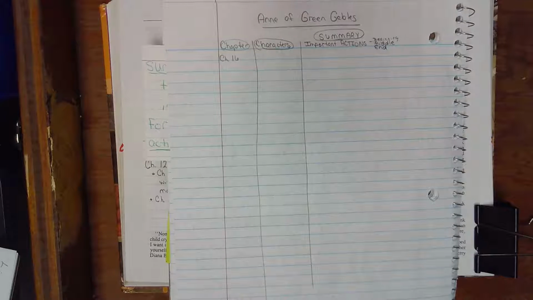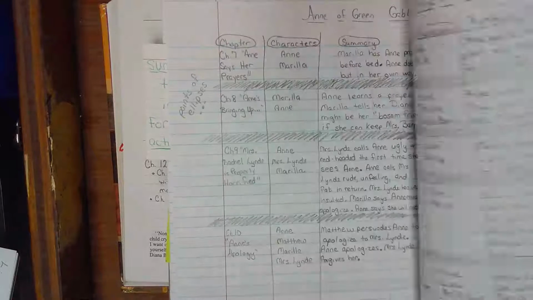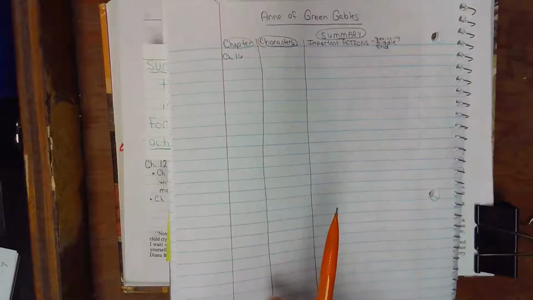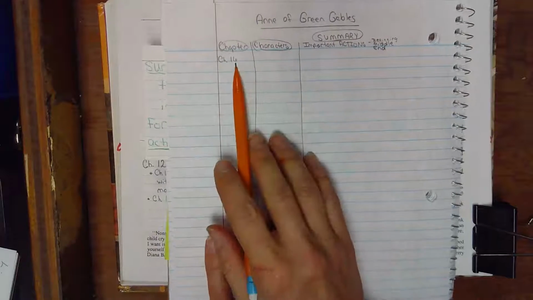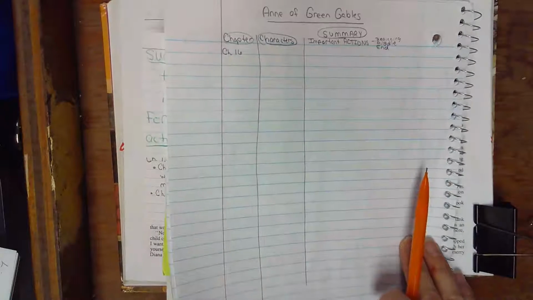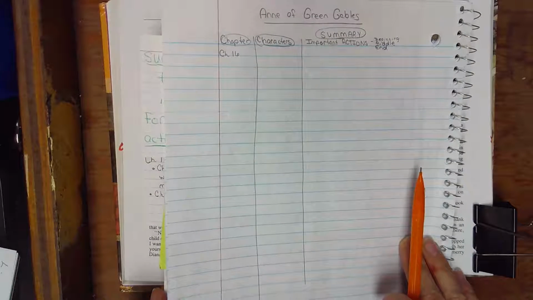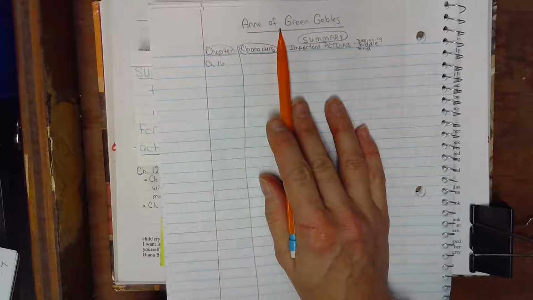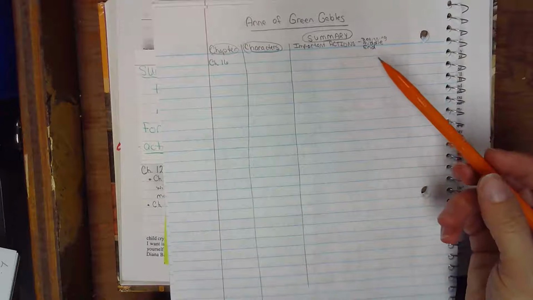Are preparing for your assignment for reading today. Don't forget, I mentioned at the end of chapter 15 that we were going to turn to the back of the page and begin our summaries in the spiral journal for Anne of Green Gables on a new page. Title of the book needs to go at the top. Our columns for chapter, characters, and summary.